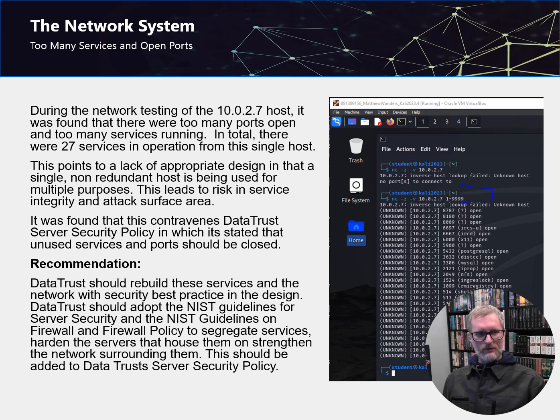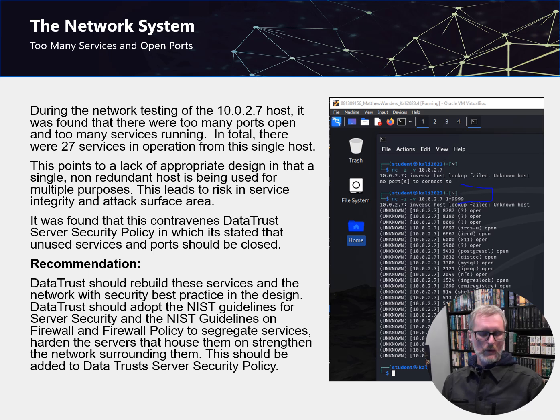The main concern we have with the network security, specifically on the server host, is that there's too many things happening at once. There's too many ports open. It's best practice to separate services and have them each housed on their own server within their own security zone to reduce the attack surface area. But in this particular case, the host had 27 services listening on the same host.